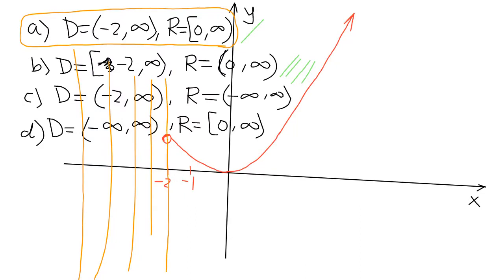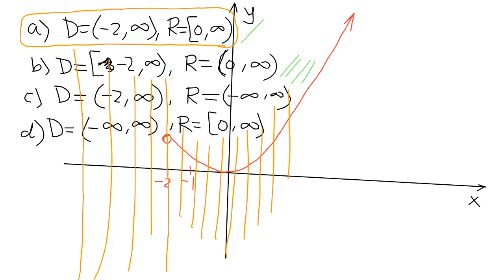Open means it's not included. So I'm not going to include -2 in my solution. Afterwards, all the vertical lines will intersect the function. So the domain is from -2 to infinity, but open at -2 because of this.